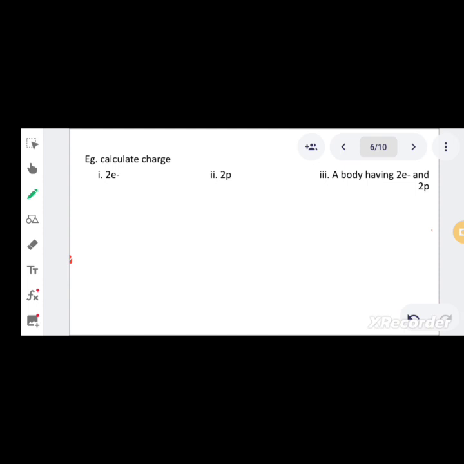So we all know the charge of 1 electron is 1.6 into 10 to the power minus 19, which is negative. So the charge on 2 electrons will be 2 into 1.6 into 10 to the power minus 19. It is negative. Okay, so it will be 3.2 into 10 to the power minus 19.